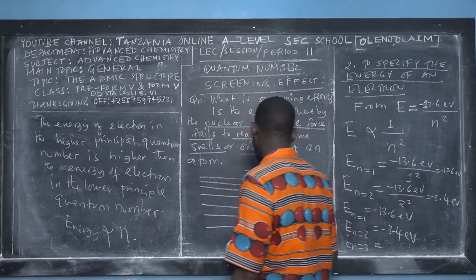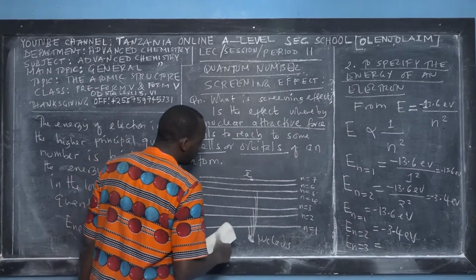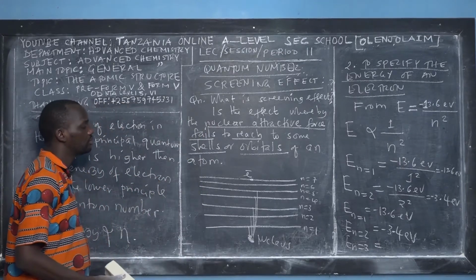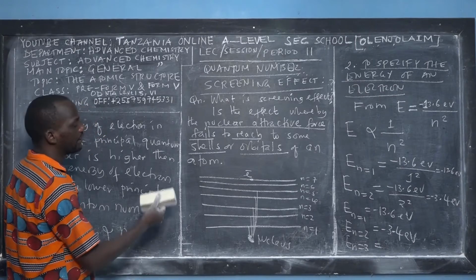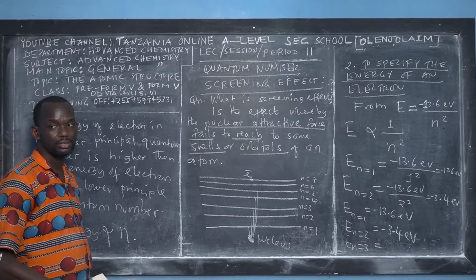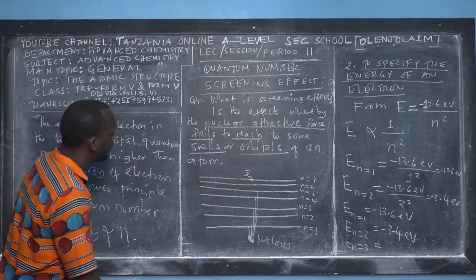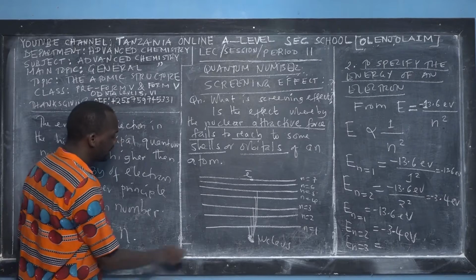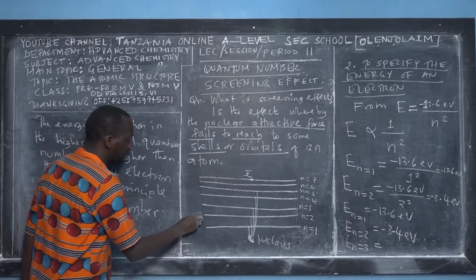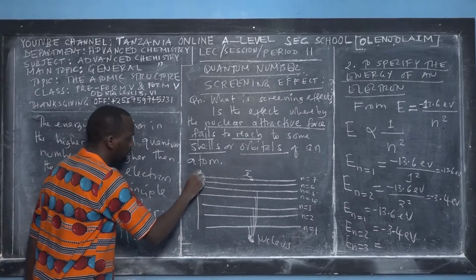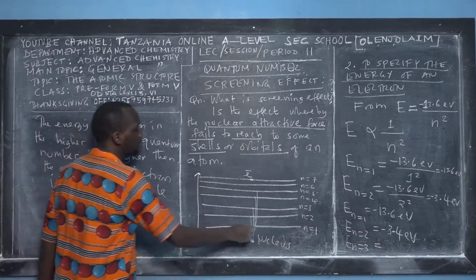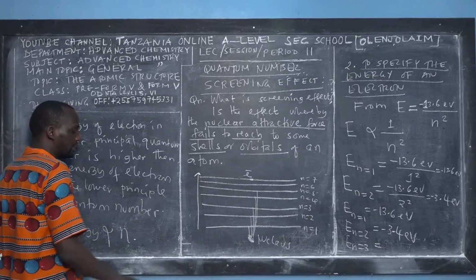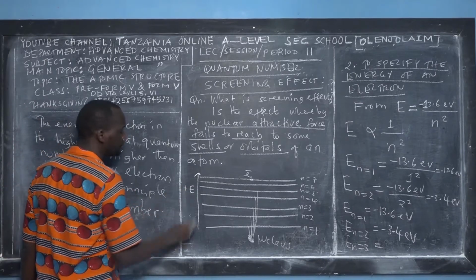So it means that when we increase the energy levels, the energy of electrons in that orbital increases, but the nuclear attractive force decreases. Let me repeat. According to this second application, when we increase the energy levels, we go up in this way, right? From the principal quantum number n equal to 1 up to n equal to infinity. Remember that here energy increases.